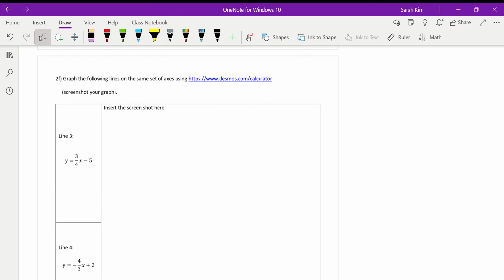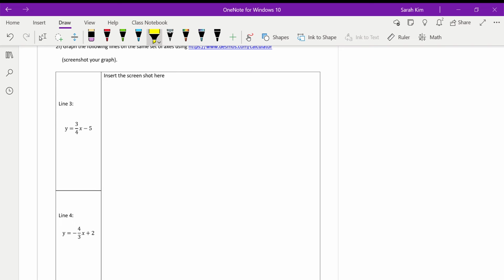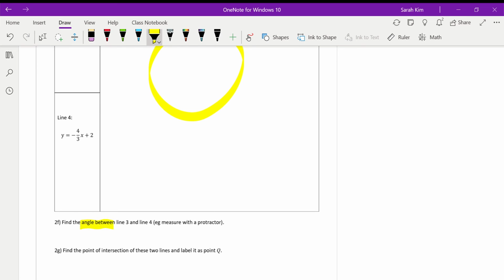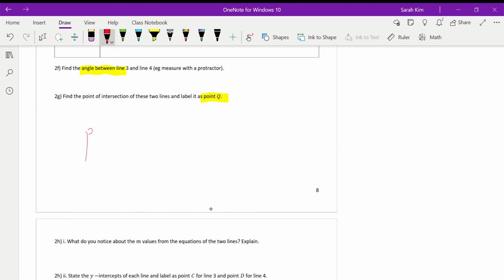Alright, then you're going to do basically the same thing again. You're going to do 2 graphs. Insert the graph here. You have to figure out the angle using a protractor. Again, using the online protractor or a physical one, I don't mind. And then find the point of intersection again and label it point Q this time, not P. Right, same thing. So you need to write Q this time, and then write your coordinate x and y.